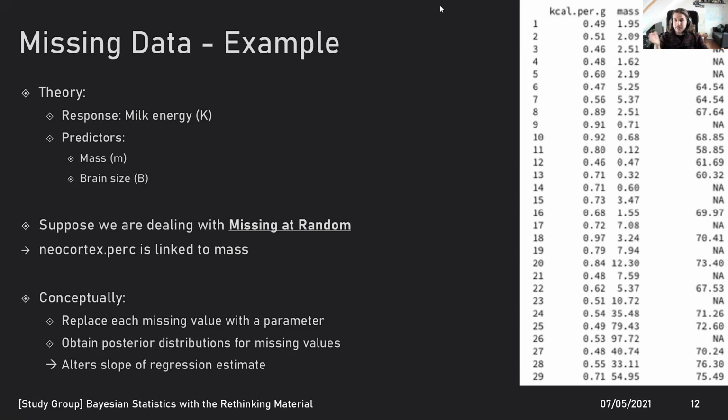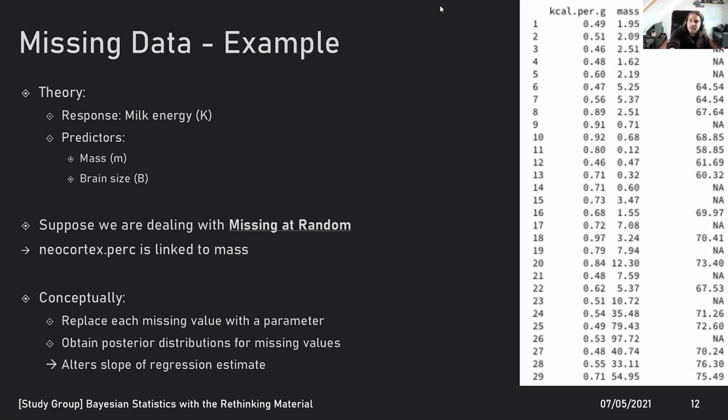Suppose we're dealing, in this case, with missing at random. So the part in the middle that I just showed, highlighted in orange, where I needed to fix something. So we already know we need to condition on something here. Neocortex percentage in this case is linked to mass. The heavier you are, the more neocortex percentage you might have. You might. This is just our assumption for now.